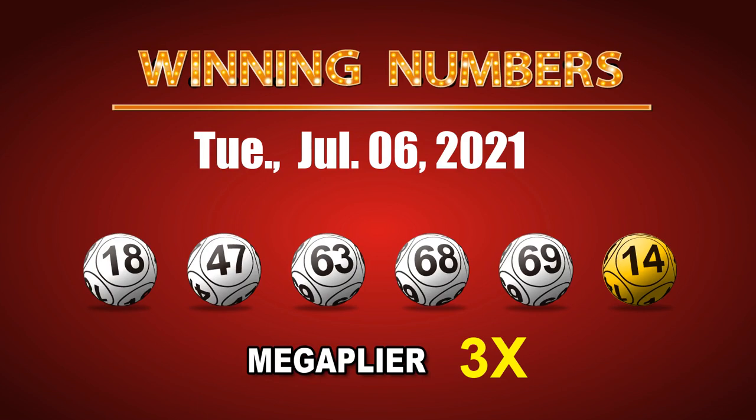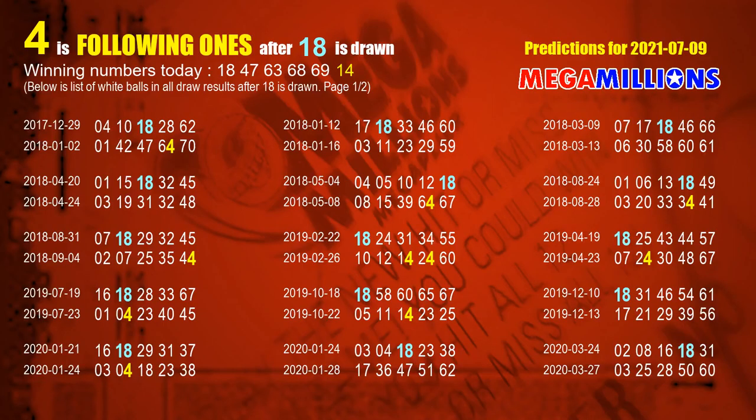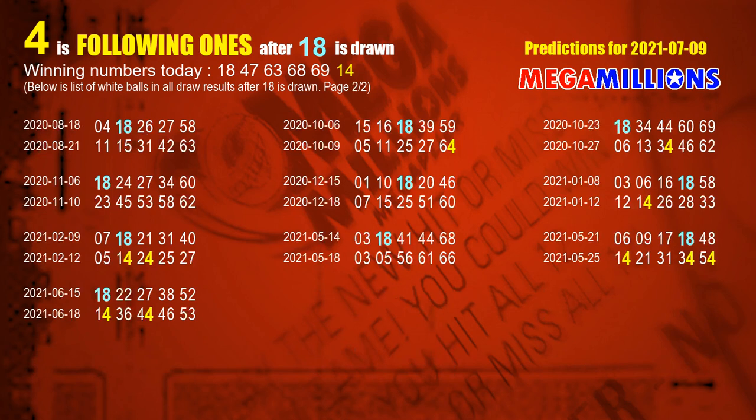Now, I'll tell you how to find out winning numbers for the next draw step by step. First, let's find out the following ones through today's result. Following numbers refer to those numbers picked on the next draw after this one, and following ones are units digit of those following numbers. The first white ball is 18. We list all draw results which are after a draw with 18 as a white ball winning number. The most frequently following units digit is 4, when 18 is the winning number in last draw. We already highlight the units digit 4 in yellow for you.